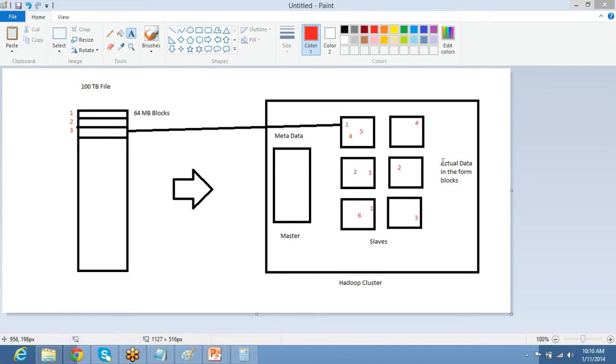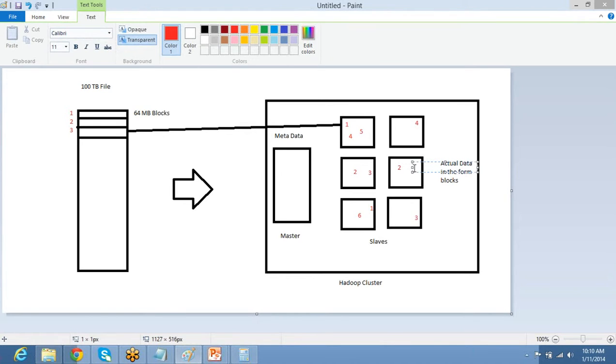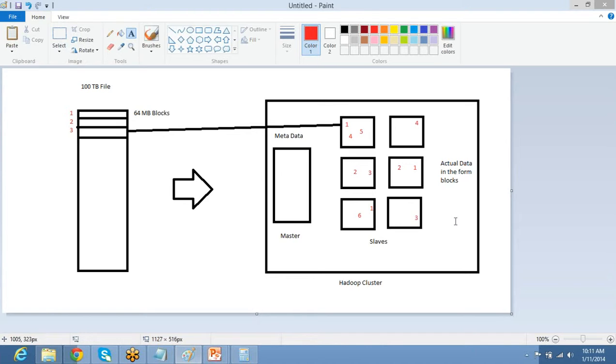So what's the reason that we are storing multiple copies? Before that, let me ask one question and I'll answer it myself. How many copies are there by default in the cluster? By default there are 3 copies of all the data blocks in the cluster, which you can increase or decrease according to your requirement. So the default is 3 copies.